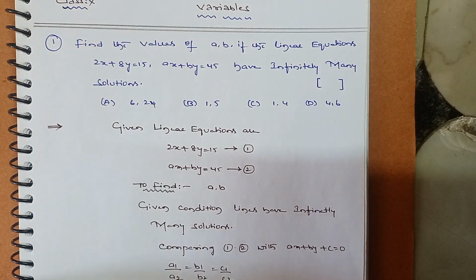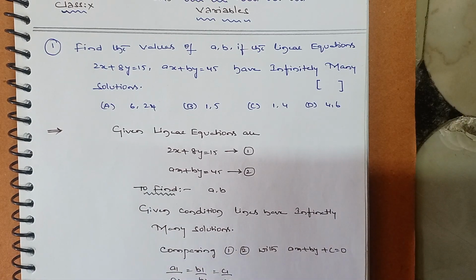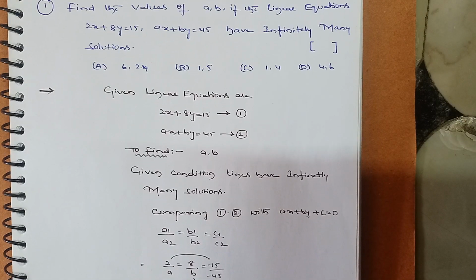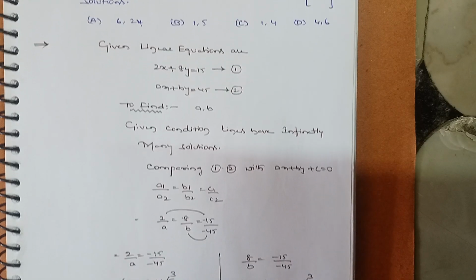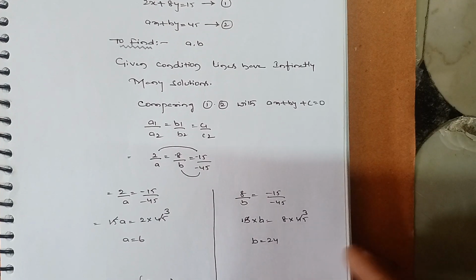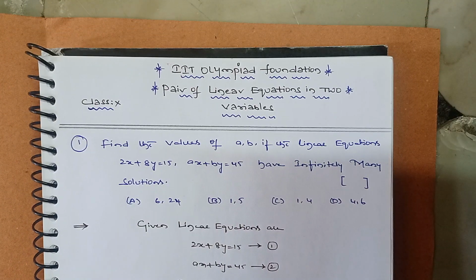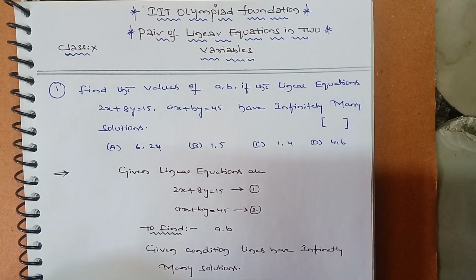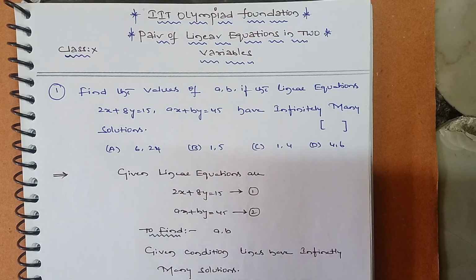So what is the infinitely many solutions condition, guys? a1 by a2 equal to b1 by b2 equal to c1 by c2. Substitute the values and simplify. We get a equal to 6, b equal to 24, guys. That is option A.